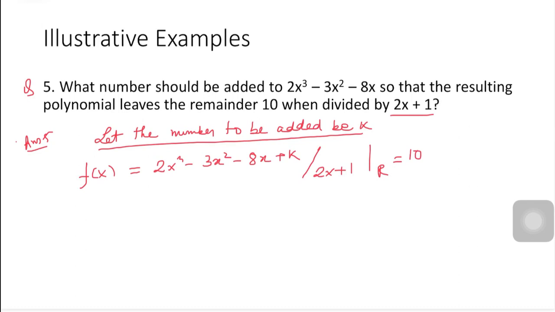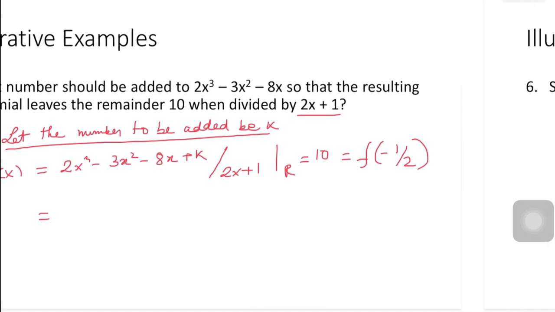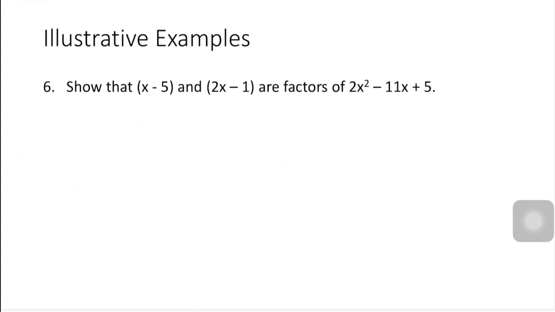What is the remainder when we divide a polynomial by ax plus b? The remainder is f of minus b by a. So the remainder for this situation would be f of minus 1 by 2. Now we'll substitute, but I think this is the same question that we did, so I'm just going to skip it. We'll move to our next question, right?